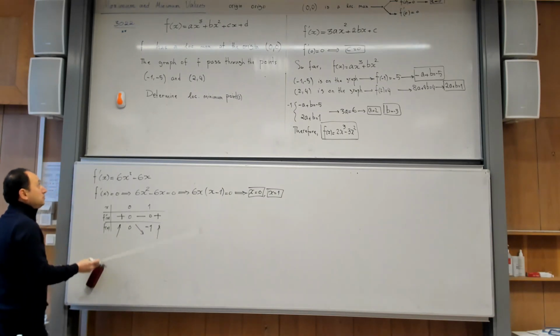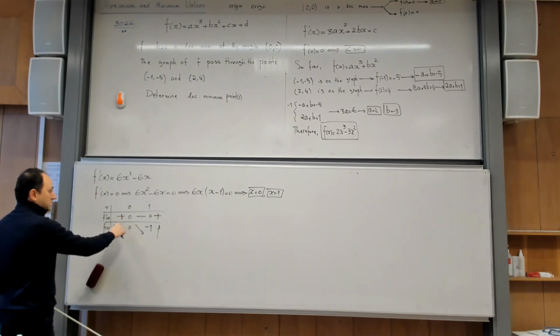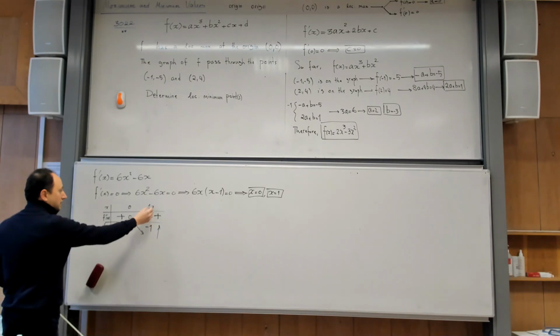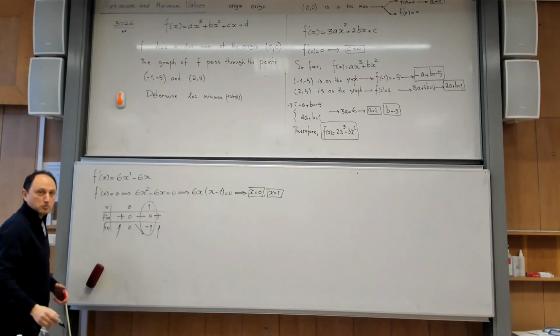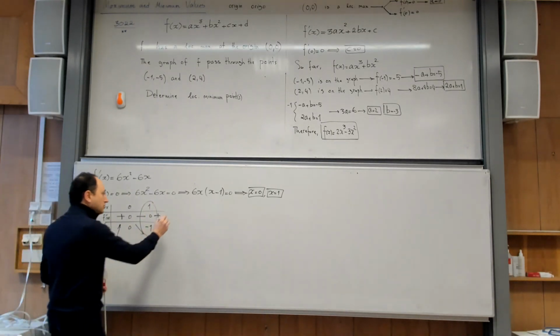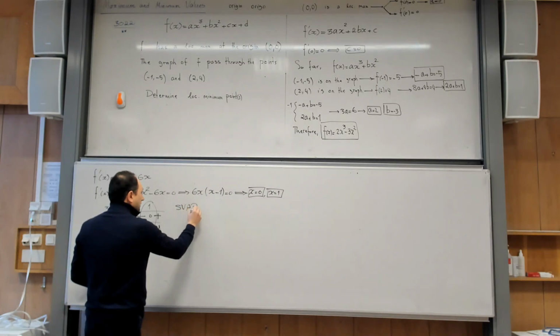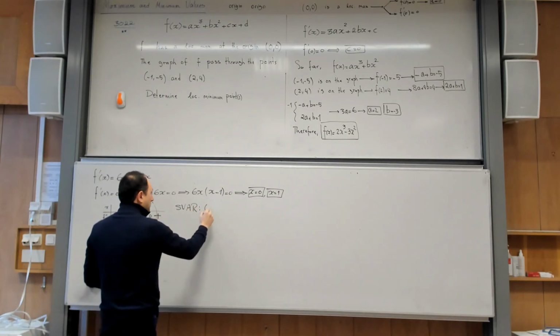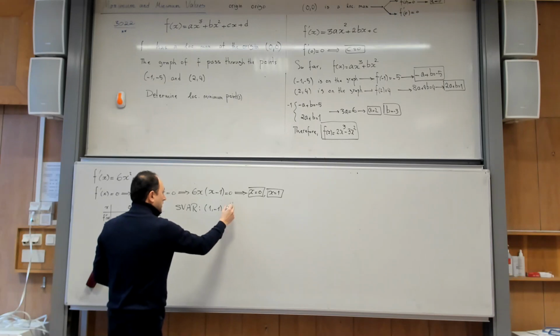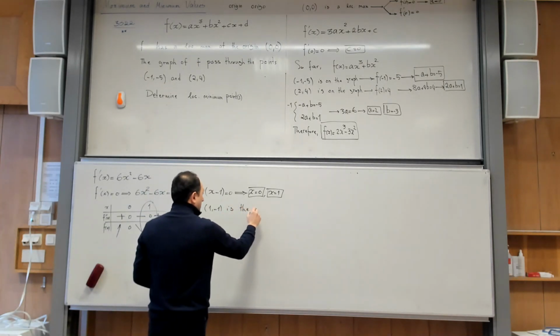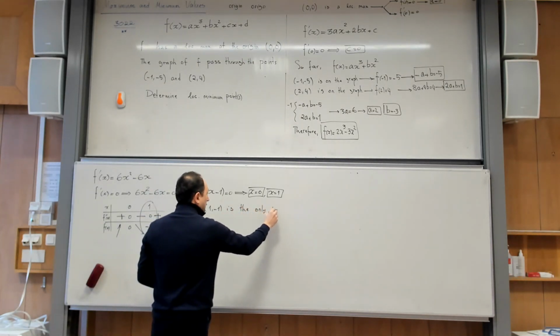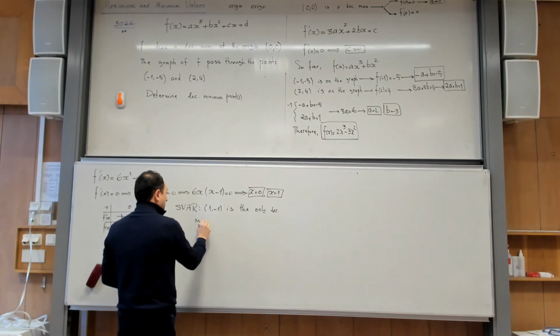As the problem mentioned, you see this point is a local maximum point, and then that is left for us, and that is the min point. Yes? So the answer to this problem is actually 1, and minus 1 is the only local minimum point.